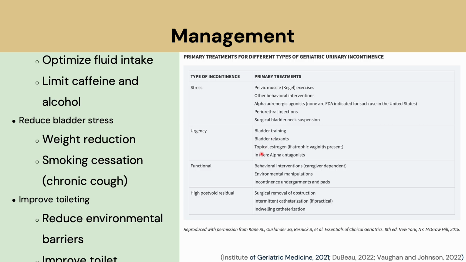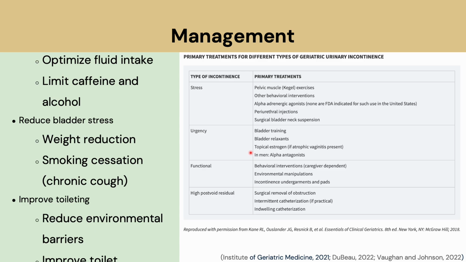Finally, if the patient has a high post-void residual or urinary retention, the priority is to relieve the obstruction or improve bladder emptying. Depending on the cause, this may involve treating bladder outlet obstruction, or intermittent catheterization in selected patients.